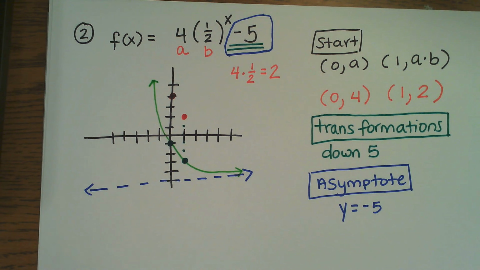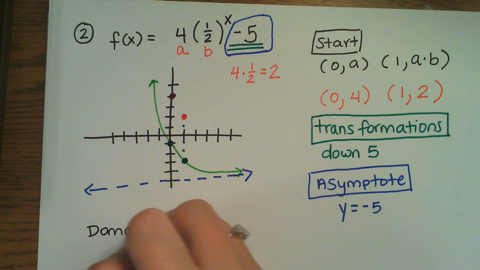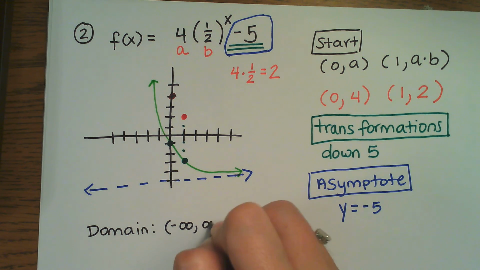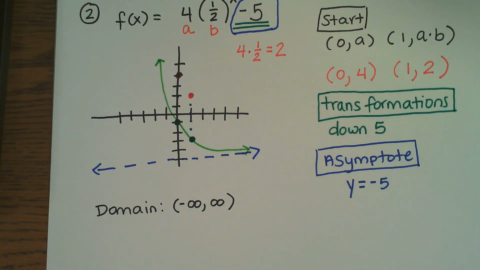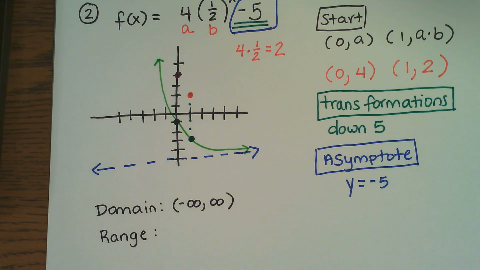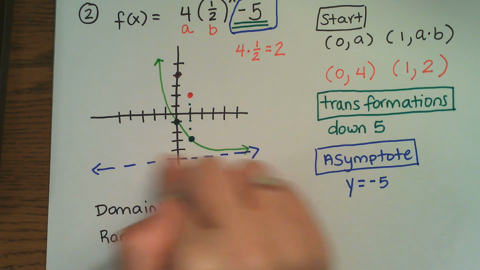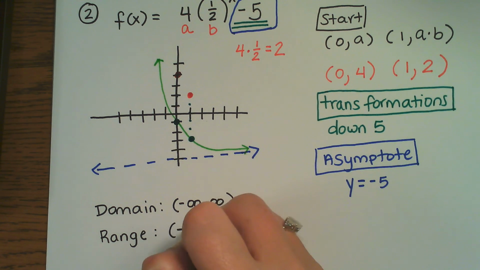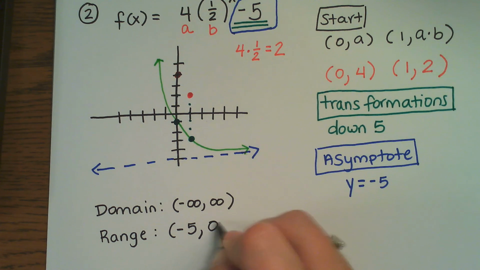And we'll go ahead and describe the domain and range. The domain is always going to be negative infinity, comma, positive infinity. Your range or y values start at that boundary line because it's going through the y-axis at -5. And then it goes up from there to positive infinity.